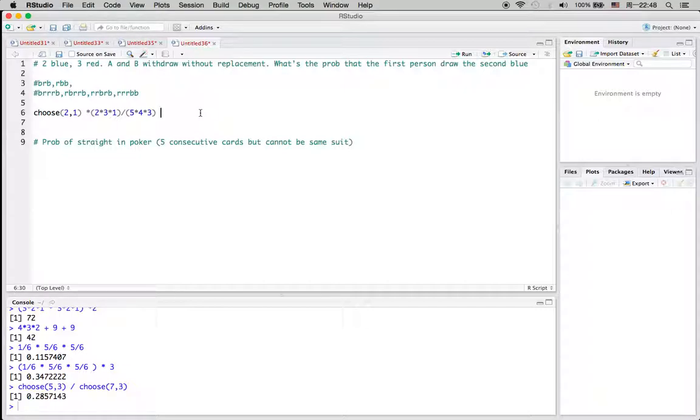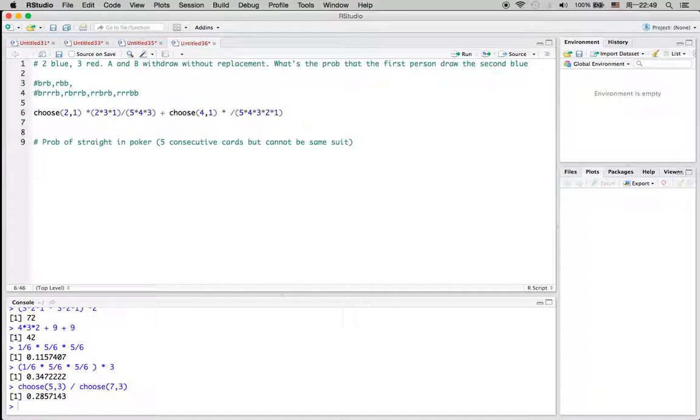Then we are going to add the other scenario, where the first blue ball is drawn in any of the first four positions. So that would be four choose one. For the denominator it will be 5 × 4 × 3 × 2 × 1, since we are going to draw all five balls, and these are all the possible outcomes.